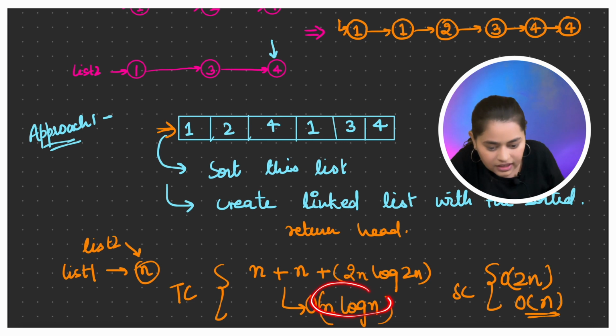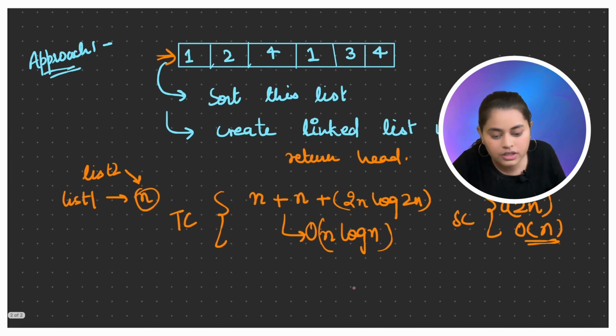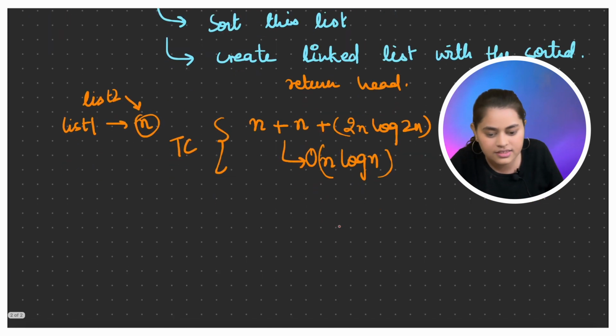But if you see, this is an n log n approach. After this, your interviewer will say, can you try to optimize this further? After the n log n approach, you should come up with something better than n log n. So let's discuss the second approach.